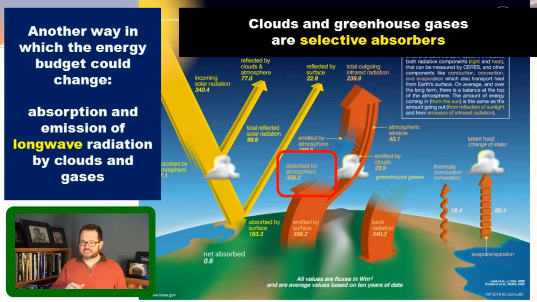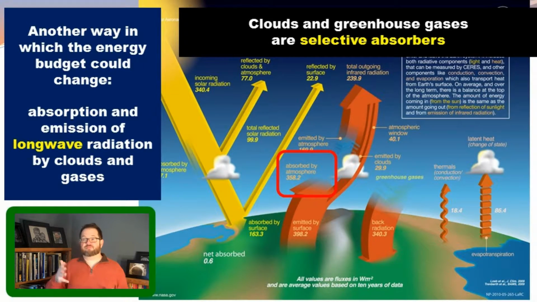These greenhouse gases that are in the Earth's atmosphere, most notably carbon dioxide, but also methane, nitrous oxides, water vapor, as well as clouds themselves. Clouds aren't exactly a gas, they're made up of little liquid water droplets, but we kind of lump them all together here. They're all good examples of what we call a selective absorber. When something is a selective absorber, that means that how good it is at absorbing a particular type of radiation depends on the wavelength of radiation we're talking about.